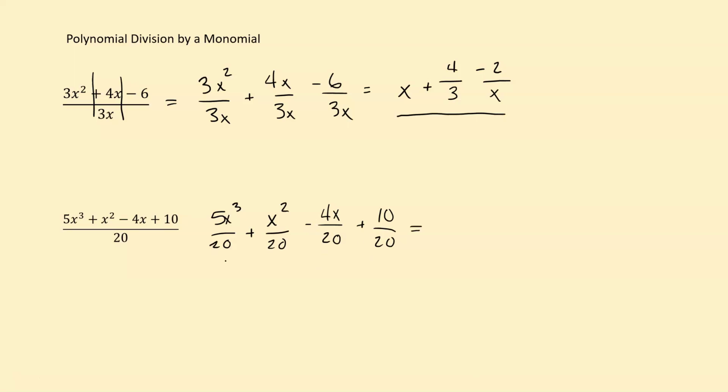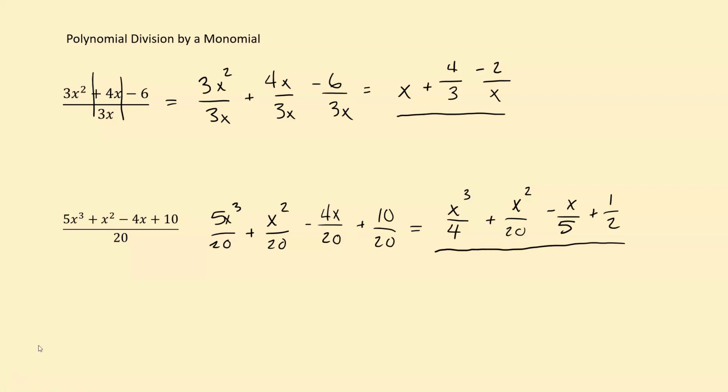So here we have 5x cubed over 20. The x cubed is going to stay in the numerator, and then 5 over 20 is going to reduce to 1 over 4, so I'm going to keep a 4 in the denominator. This x squared over 20, nothing we can do there, nothing we can simplify. Negative 4x over 20. So we're going to have a negative x in the numerator, and 4 over 20 simplifies to 1 over 5, so we're going to have a 5 in the denominator. And then plus 10 over 20, that simplifies to just 1/2. So that is your final answer for that one.